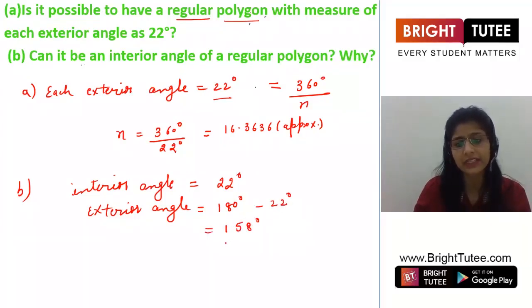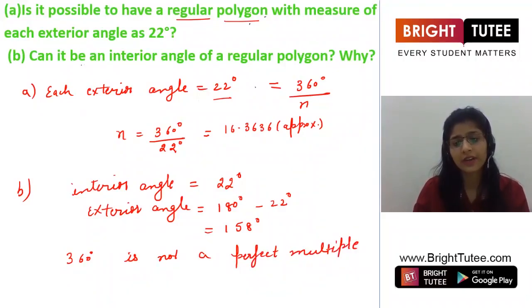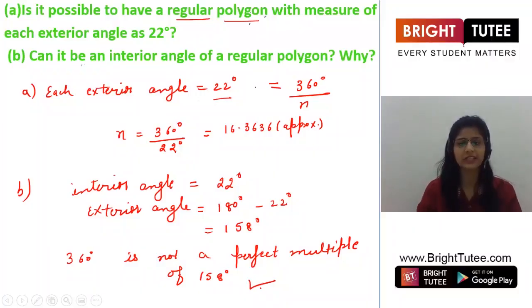which gives us 158 degrees. Now we see that 360 degrees is not a perfect multiple of 158 degrees, right? This is the reason you need to write in the answer that 360 degrees is not a perfect multiple of 158 degrees, and hence we can't have a regular polygon whose interior or exterior angle can be 22 degrees. That means each interior as well as each exterior angle will not be 22 degrees. Clear? So this is something different that we have done in this question.